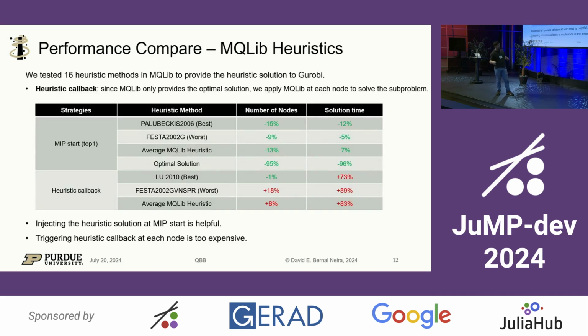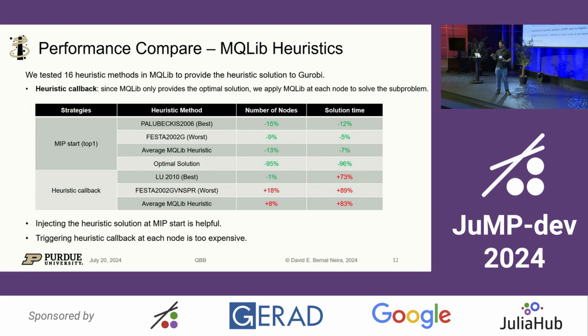Now, then we went ahead and we started using the classical heuristics, right? Let's first feed the best solution that these heuristics can find. That's what I referred to here as top 1. And here you can see that in the best case scenario with the best heuristic, we still reduce the number of nodes by 15%, the solution time by 12%.